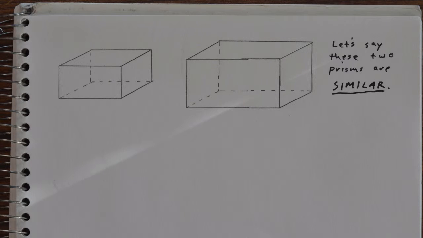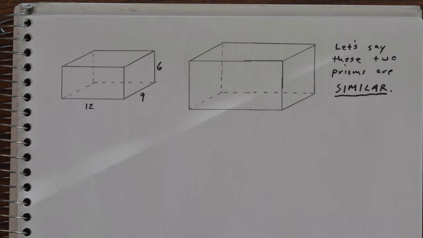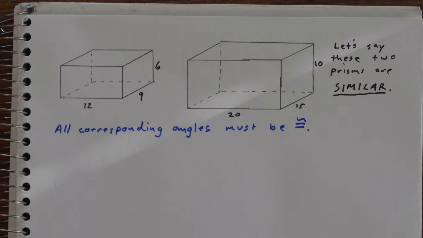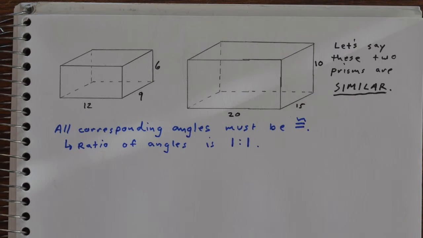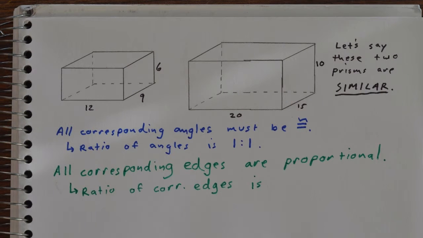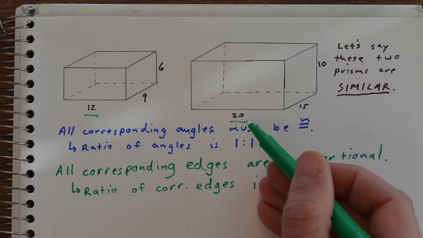So let's look at an example. Let's say we have these two similar prisms, and with the smaller of the two, its measurements are 12 by 9 by 6. The larger, let's say, is 20 by 15 by 10. Now we know since the prisms are similar, all of the corresponding angles have to be congruent. In other words, the ratio of the angles must be 1 to 1. All of the corresponding edges, or the linear measurements, are proportional. And so that scale factor, or the ratio of corresponding edges, let's take a look at one pair.